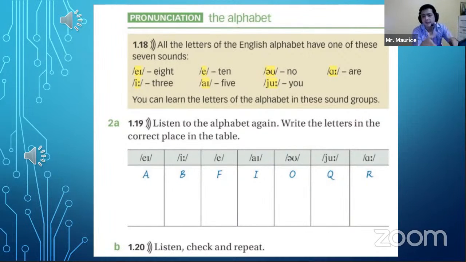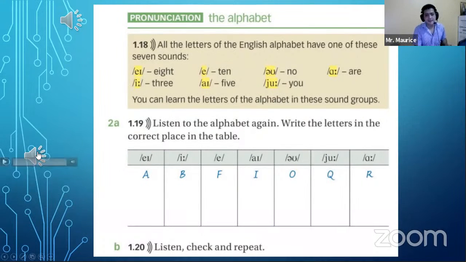Aquí tenemos las 7 columnas del alfabeto. Como usted observa, A, that is the pronunciation. A, B, you see? B, E, F, I, O, Q, R. Okay, so we have the letters and the phonetics. A, B, F, I, O, U, Q, R. Okay, so here we go.